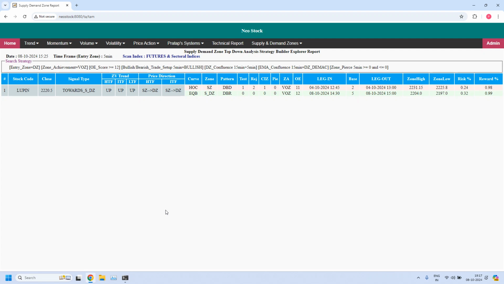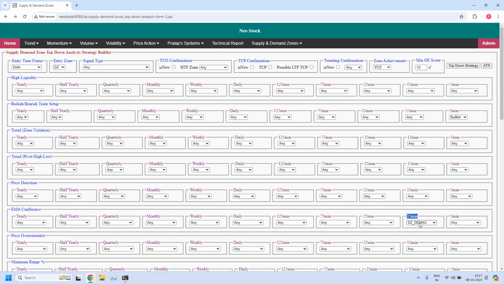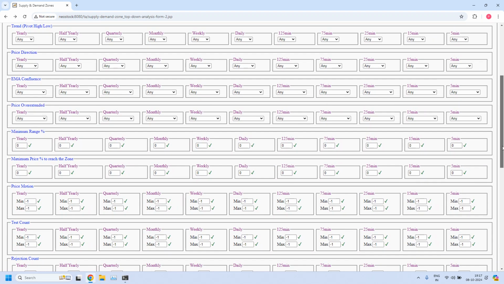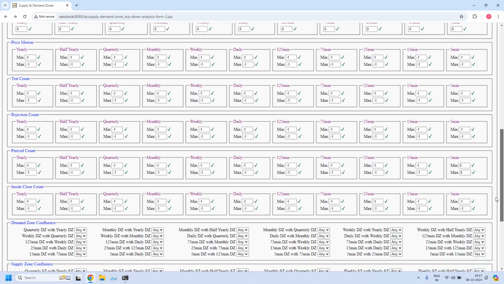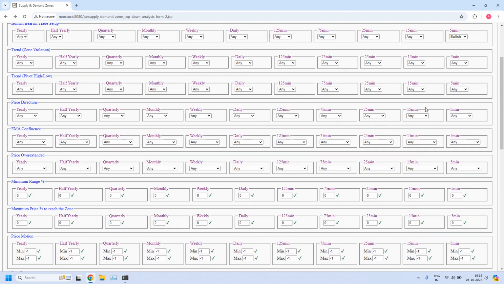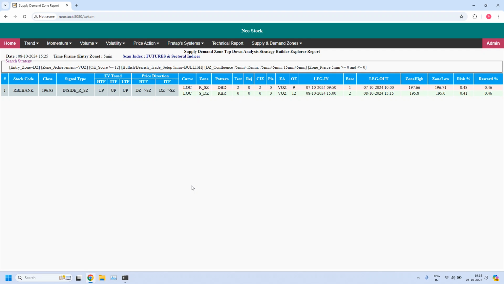Okay, now let's look for LTF, ITF, HTF confluence. I'm removing EMA filter. Without EMA, only ITF and LTF confluence, we got 3 stocks. Now out of 3, how many are having HTF confluence? So in the demand zone confluence, we need to add 2 more filters. Already we added 1 filter, 5 minutes with 15 minutes. 2 more filters we need to add. 5 minutes demand zone with 75 minutes demand zone confluence, and also 15 minutes demand zone with 75 minutes demand zone confluence. With all the 3 filters, we got only 1 stock.